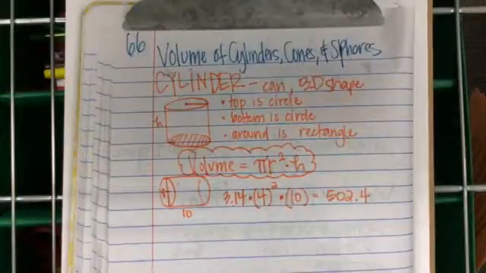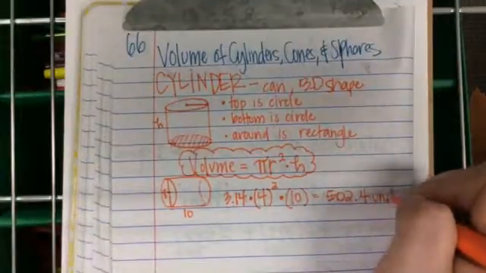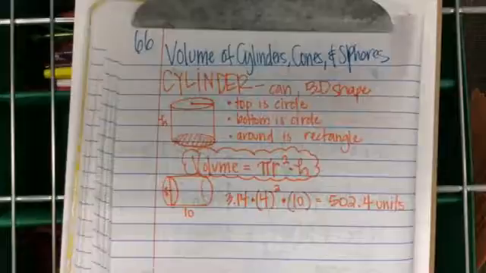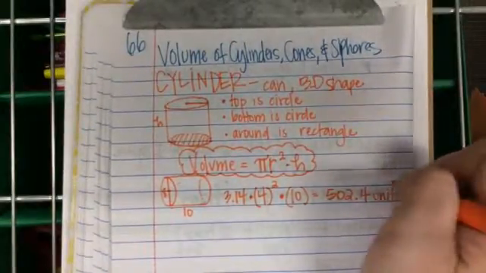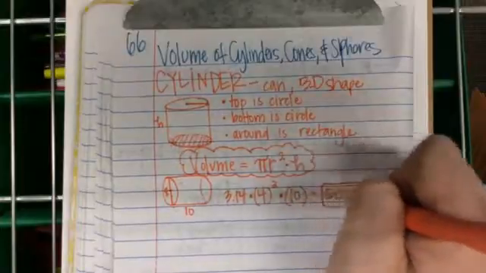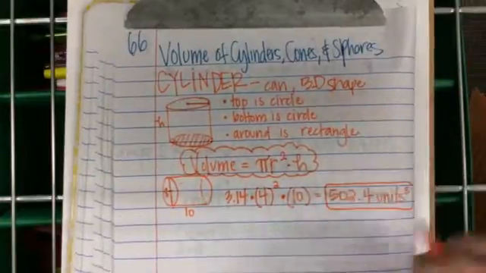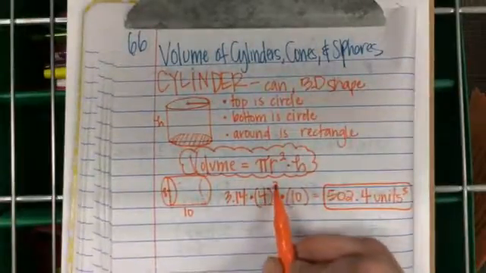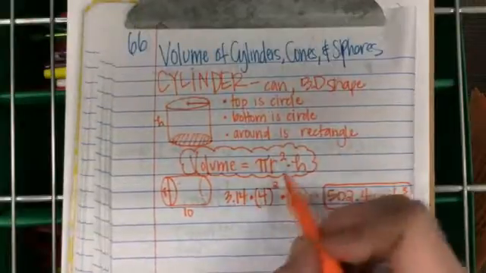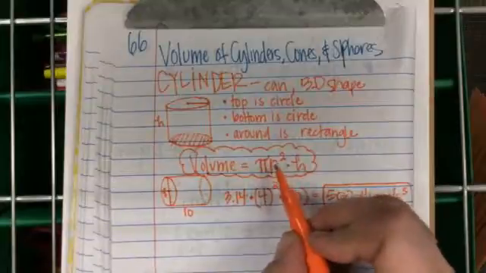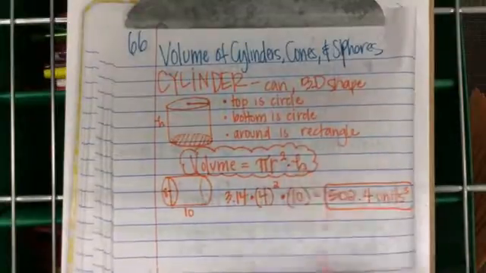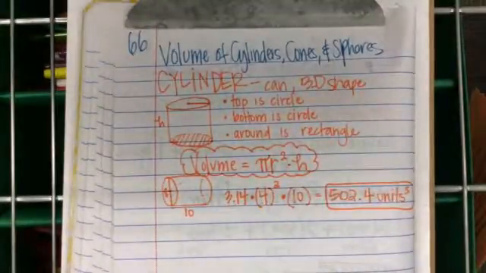502.4? Yes? Units what? Cubed. Why? Because it's volume. We have three dimensions that get multiplied. We have radius squared and height. R squared and H. That's 1 radius, 2 radii times height. That's 3 things we're multiplying.